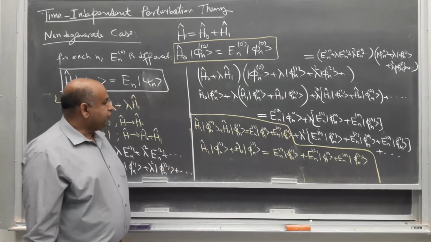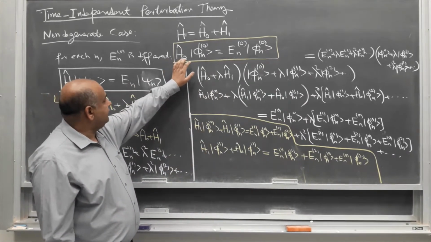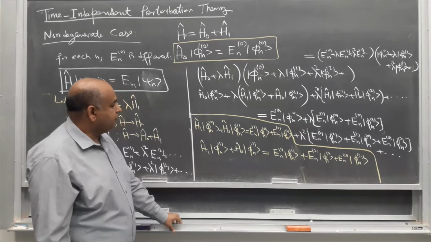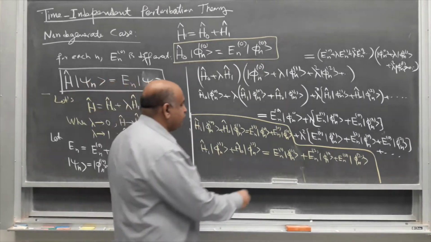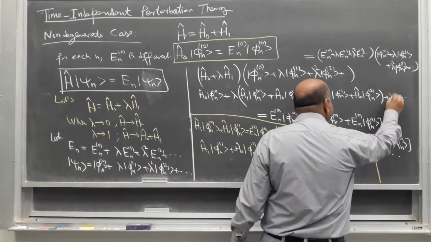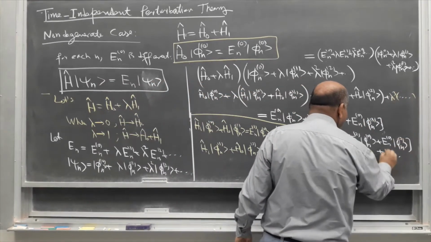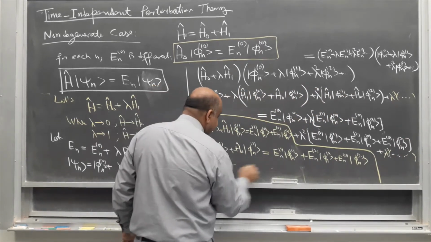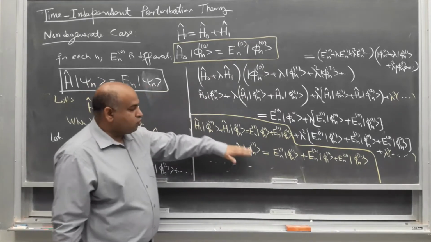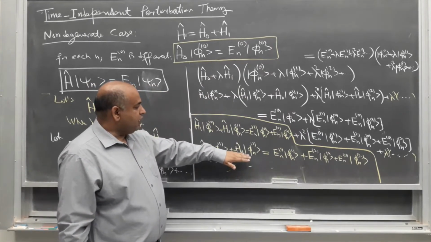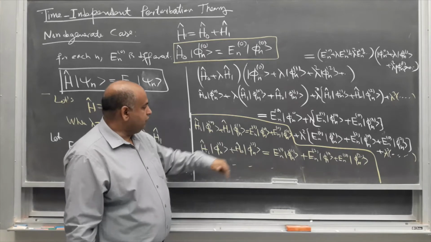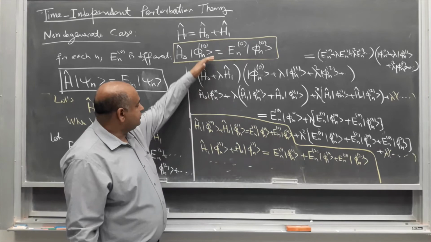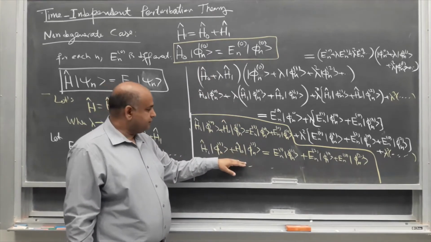So these are the two equations, and we need to solve them to find the corrections. Of course there are more equations. You can compare the lambda cube term from here and from there, and you will have yet another equation, and so on. You need more and more equations if you need higher and higher order corrections to the energy.